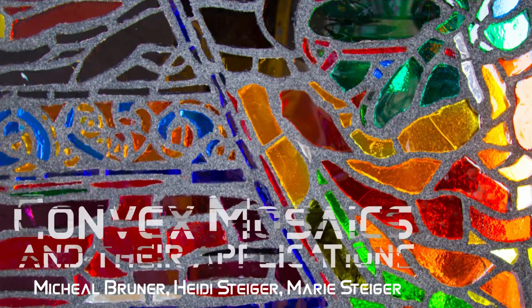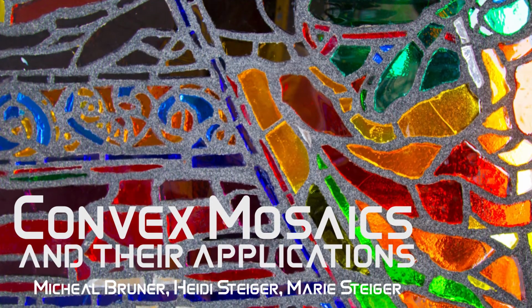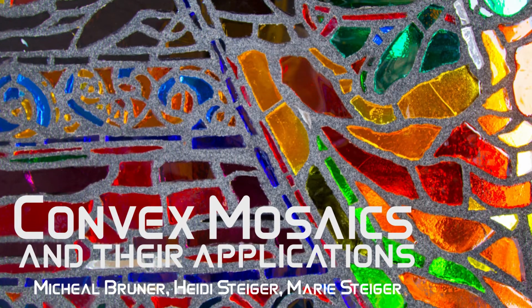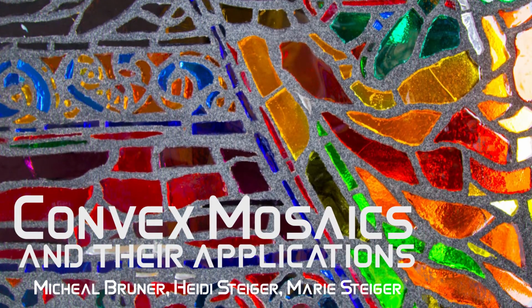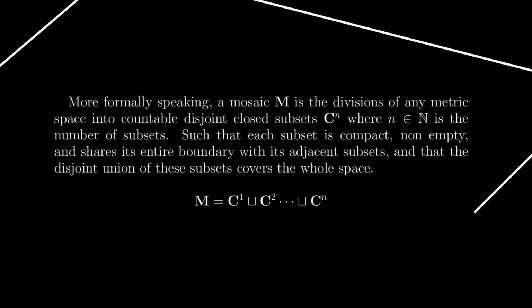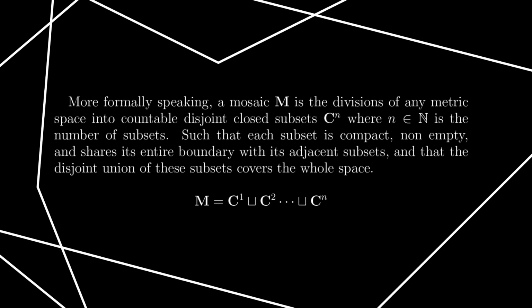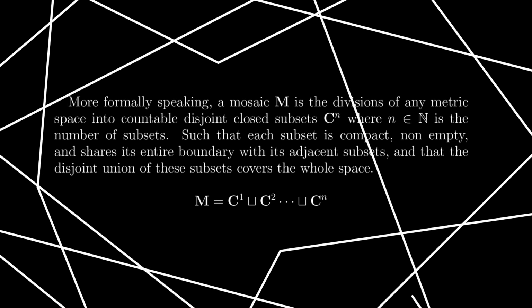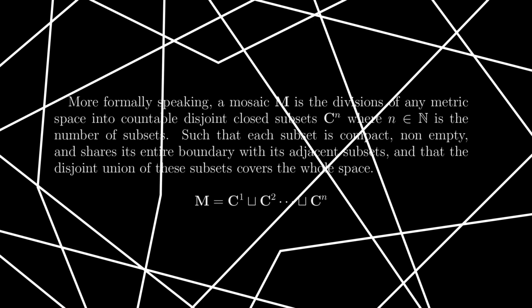A mosaic is a space-filling tiling that creates patterns from easily distinguishable cells without overlaps or gaps. More formally speaking, mosaics are divisions of any space into countable disjoint closed subsets that cover the whole space, where each subset is compact, non-empty, and shares its entire boundary with its adjacent subsets.